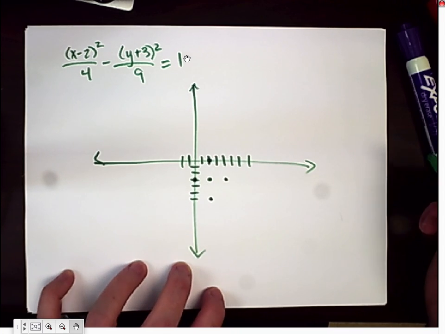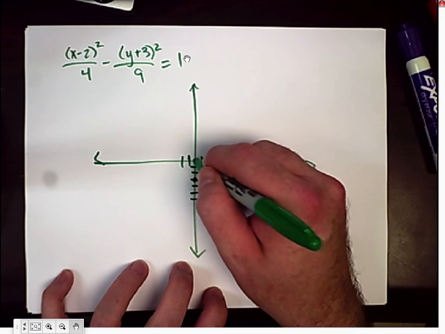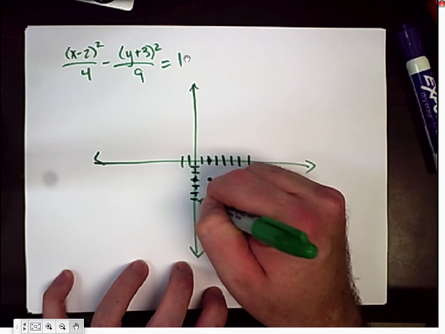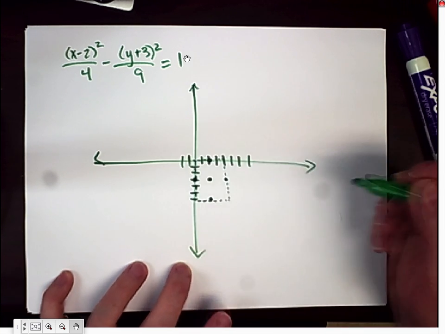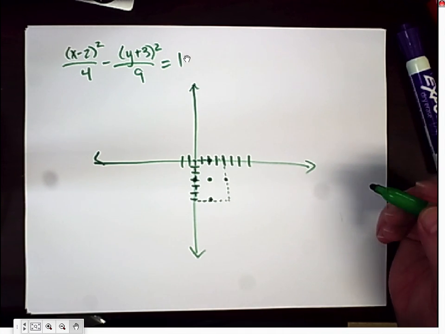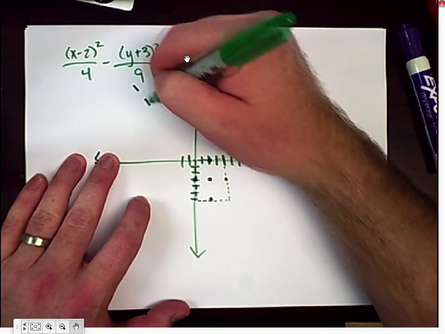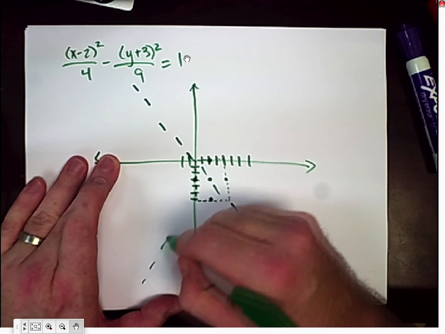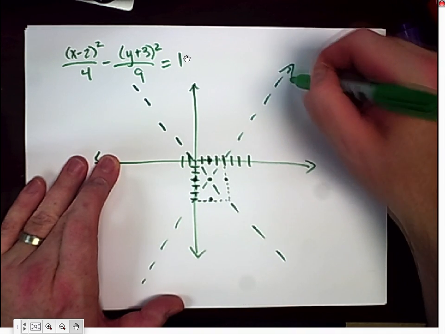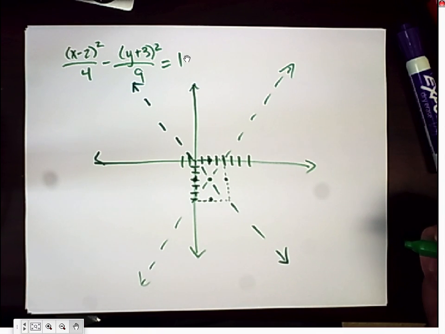Then you make the box. Draw a dotted box. Then you draw your asymptote lines through the corners. Now, they didn't ask you, but how could we figure out the slope of these lines? By the center and the points on the asymptote.